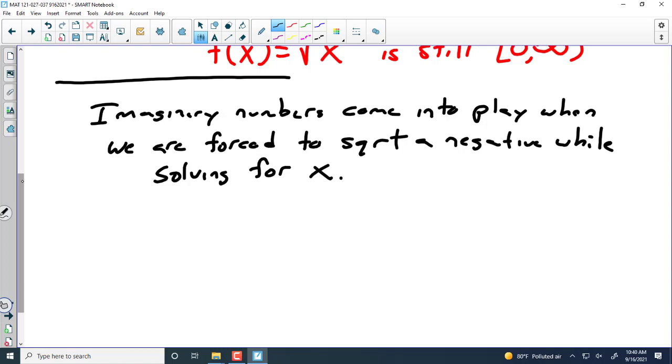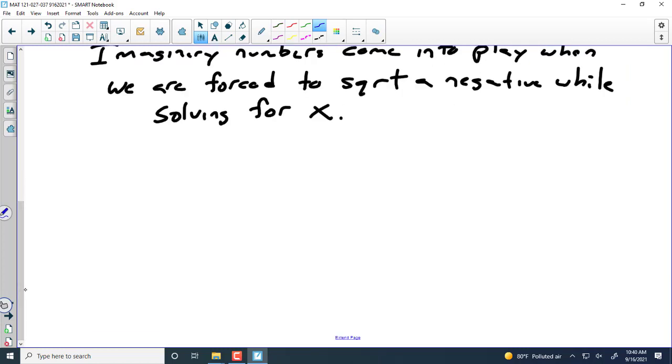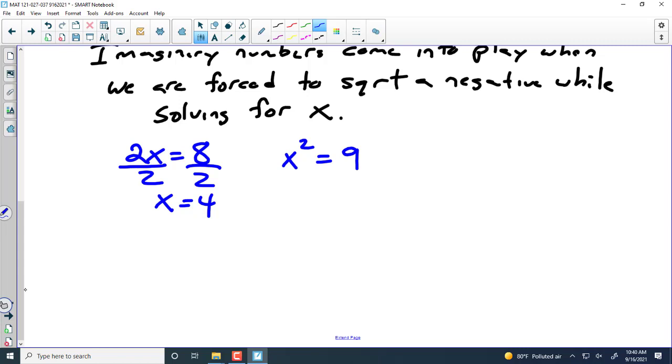Solving for x is an old game in mathematics. I mean, as soon as you learned about the variable x, people had you solving for x. They gave you problems that looked like this, and they told you to solve it for x, and you divided both sides by 2, and you said x equals 4. Or they gave you something like this, x squared equals 9. You applied the square root property, and you got plus or minus 3.